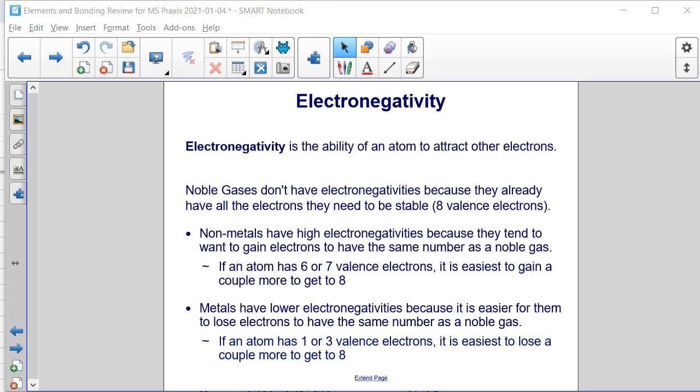Noble gases don't have electronegativities because they already have all the electrons they need to be stable. Those 8 valence electrons, they're already stable, and therefore they don't need to attract any more electrons.